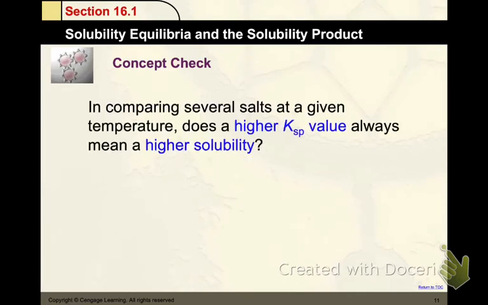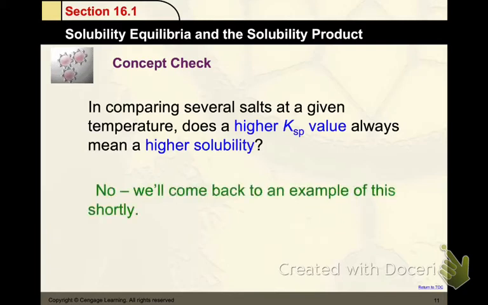So if you're comparing several salts at a given temperature, does a higher Ksp value always mean a higher solubility? Well, the answer to this is no, because if they don't form very similar numbers of ions, then you can't necessarily just directly compare the Ksp values. We'll come back to an example of showing how this one works numerically in just a little while.